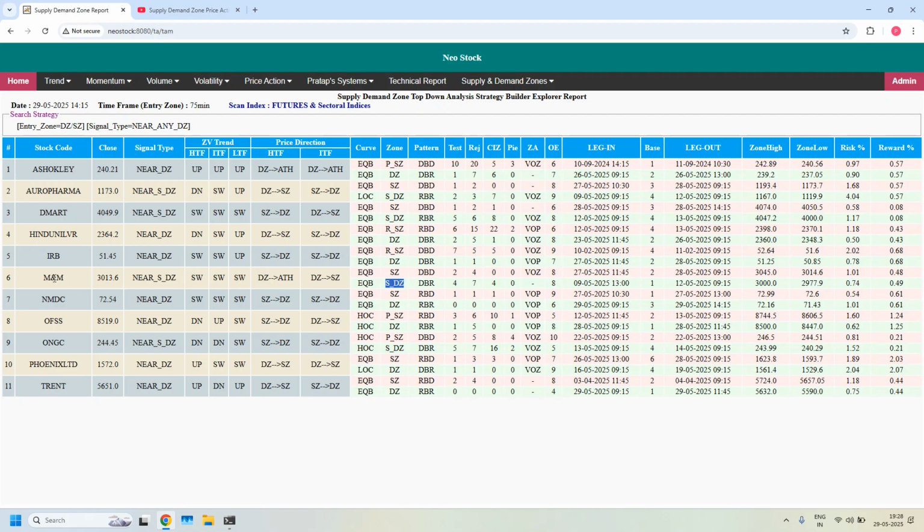Next, M&M is having a 75 minutes high liquidity demand zone. ONGC is not valid because it is a pierced 75 minute zone. You can't use a pierced zone for the HLQ zone strategy. So we identified a total of 3 valid 75 minutes high liquidity demand zones from this list.